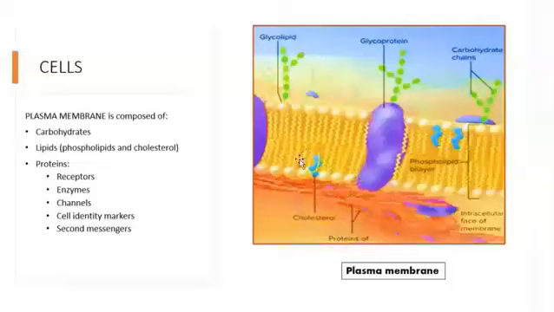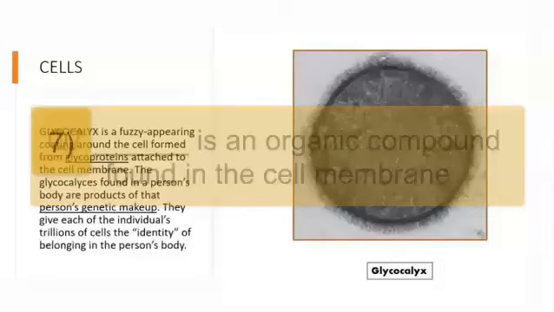And some of the functions of these membrane proteins, as you can see right here, they're going to be receptors, enzymes, channels, cell identity markers, and they also function as second messenger systems. Keep scrolling down, we're going to get to the glycocalyx.